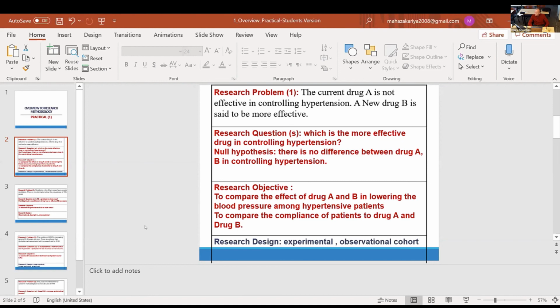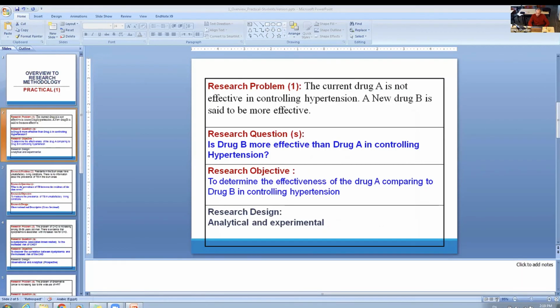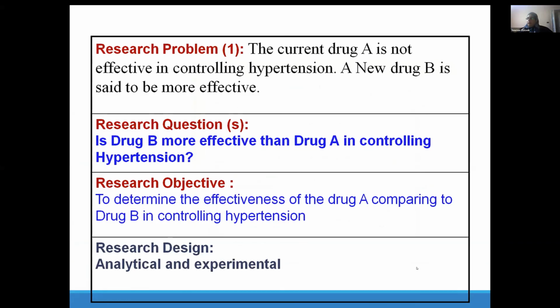Thank you, Maha. Please stop sharing and let Sausan share her first slide. Sure. Go ahead, Dr. Sausan. Okay, give her time. Hey, can you see it? Yes. Can you unmute yourself, Sausan?